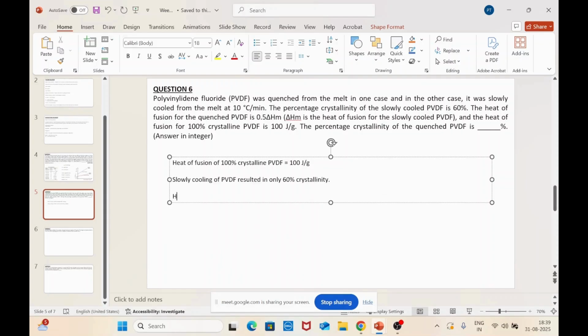Now it is written that the heat of fusion of quenched PVDF is nothing but 0.5 times delta Hm, but that delta Hm represents the heat of fusion of the slowly cooled PVDF. So it is nothing but 0.5 times the heat of fusion for the slowly cooled PVDF. Does it make sense right now? Apart from that, we do not have anything. So with these three data in our hand, can we calculate the crystallinity percentage in the quenched PVDF? If yes, how? If no, why?